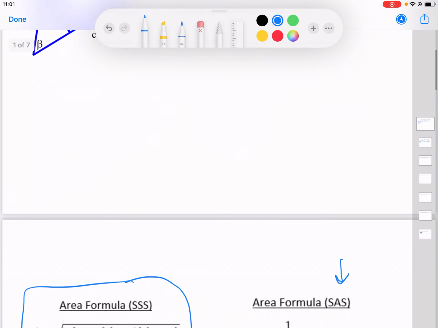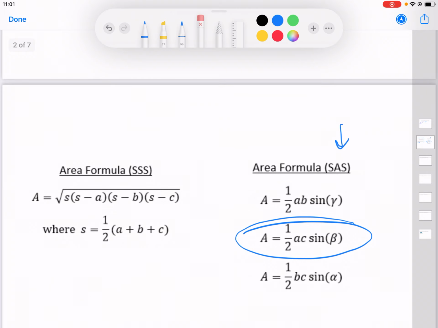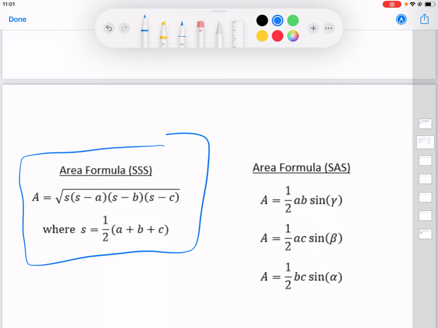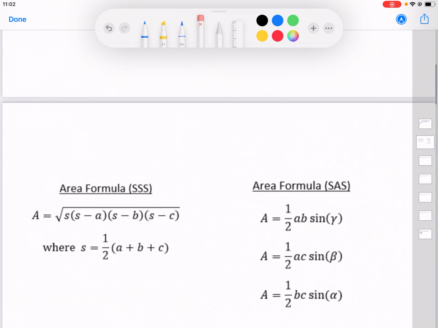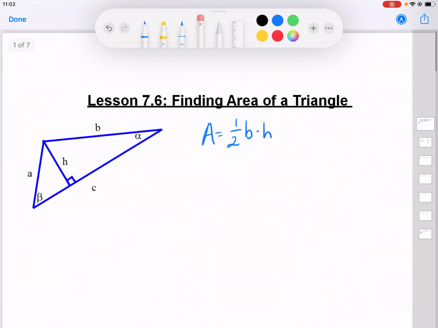So there's going to be two scenarios. There's the side, side, side scenario right here, where this is the formula that you can use to find the area of a triangle if you're just given the three sides and it's a non-right triangle. There is a proof for this formula, and I provided another video if you want to see it, because it takes a little bit longer to prove. The side angle side formula does not take very long to prove, so I'm going to prove that in this video. But if you want to see the proof for the other one, it's pretty exciting.